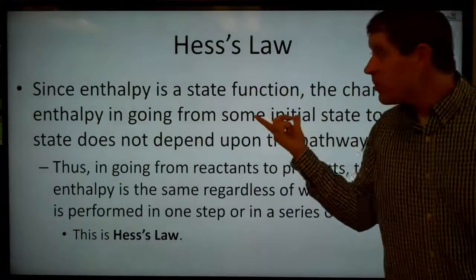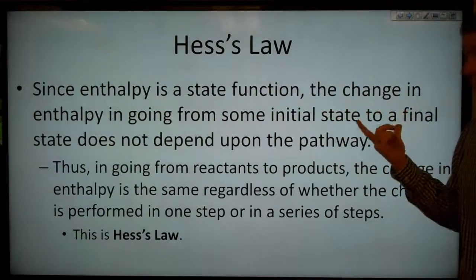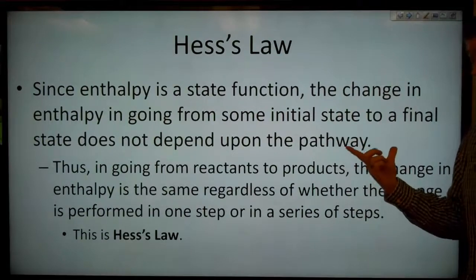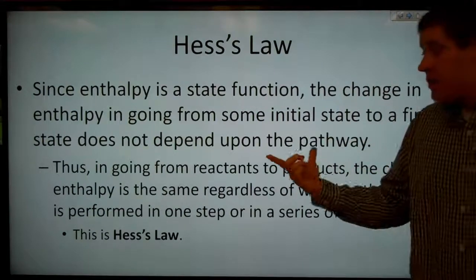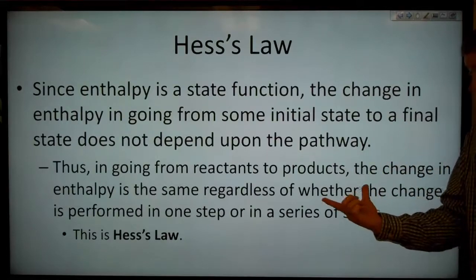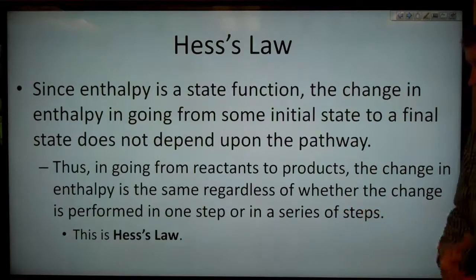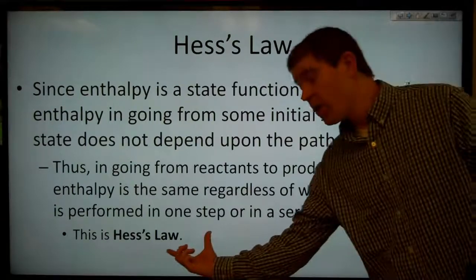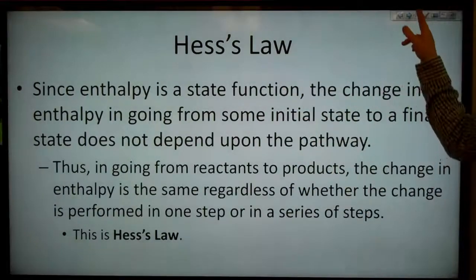So, because enthalpy is a state function, this means that the change in enthalpy going from some initial state to a final state does not depend on the pathway. And this means that in going from reactants to products, that change in enthalpy is the same regardless of whether the change is performed in one step or a series of steps. And this is called Hess's law.